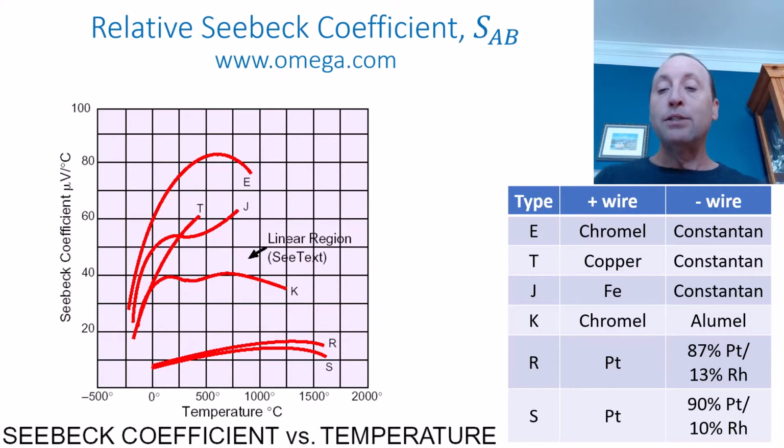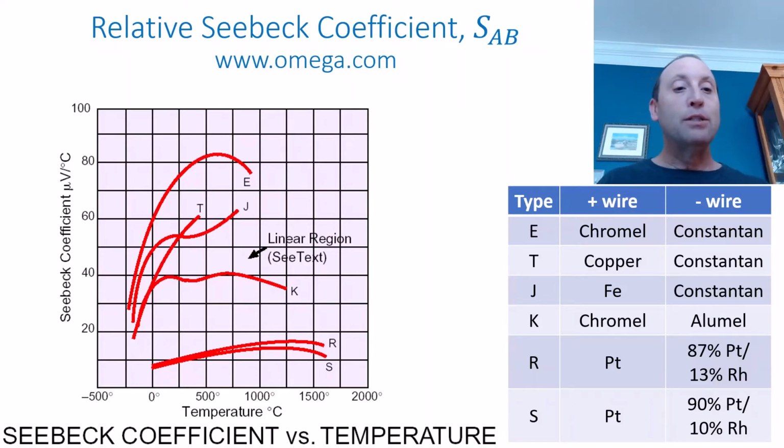So here is some data for Seebeck coefficients for various different couples. On the right-hand side, there are a number of different couples. There are some alloys here. E is a couple between chromel and constantan. Chromel is a chromium nickel alloy. Constantan is a copper nickel alloy.